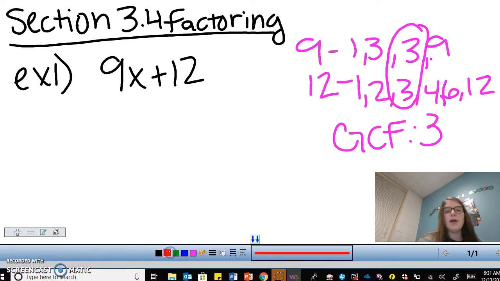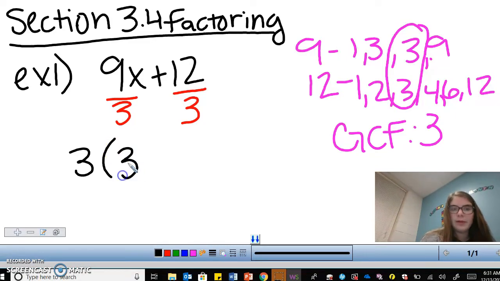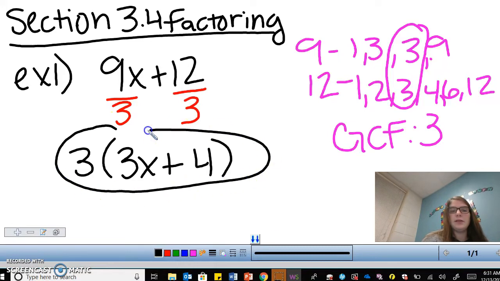So what I'm going to do now is divide both of these terms by 3. Okay. So out front, I'm going to have 3 times, what is 9 divided by 3 would be, good, 3, plus what is 12 divided by 3, 4. So then this right here would be my answer.